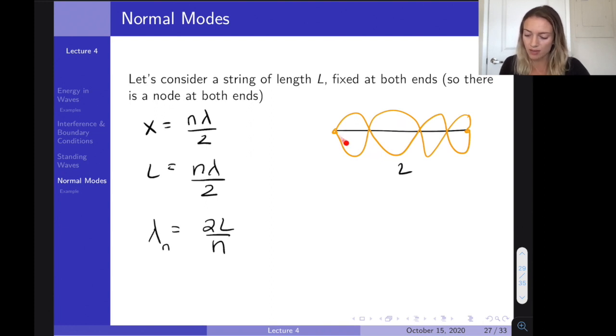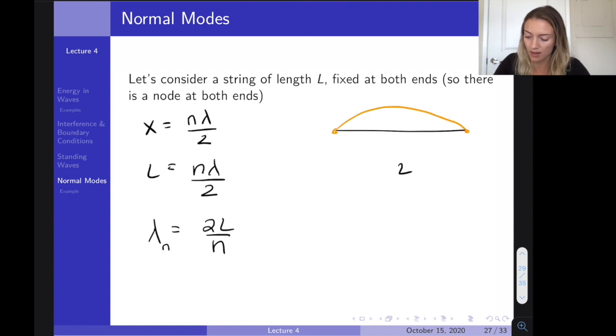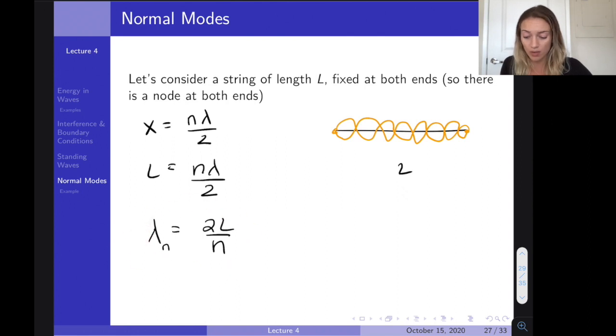Because here you can see I have 1 wavelength, 2 wavelengths. I could just as easily put half a wavelength, right? I could make a standing wave that's just like that, where there's only half a wavelength. Or I could put a lot more. I could put that many, right? But I can't put any other value. If I want to have a standing wave that has a node at each end, I don't have a choice other than to use a wavelength that meets these criteria.